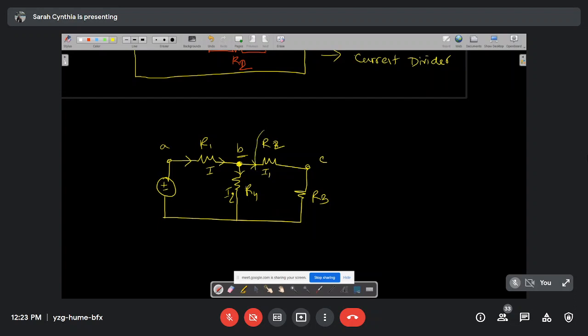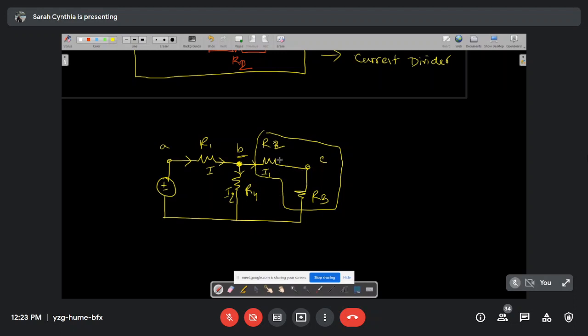purely a parallel circuit. Only these two resistors, R2 and R3, can be considered as series if you consider only these two resistors. But the entire circuit is actually a combination of various connections, not purely series and not purely parallel.